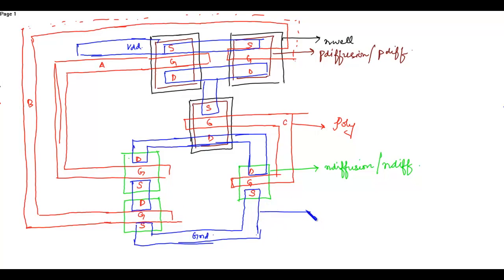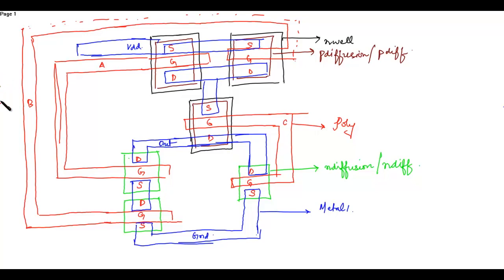So this is your metal one. Now after connecting all this, this is your output. This is your output because output is obtained at the drain terminal.